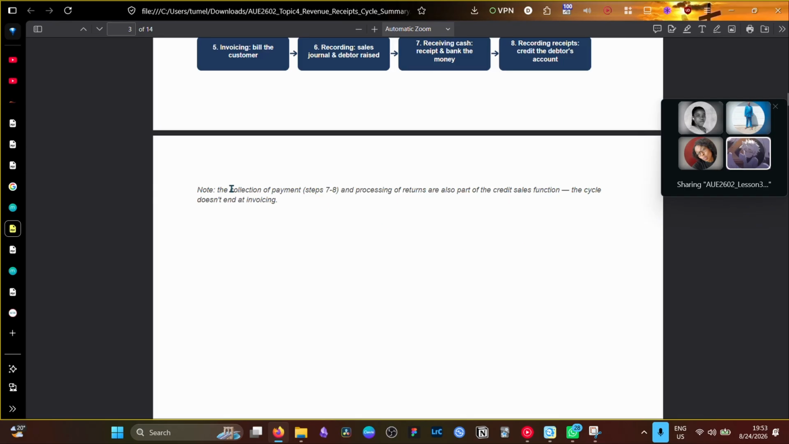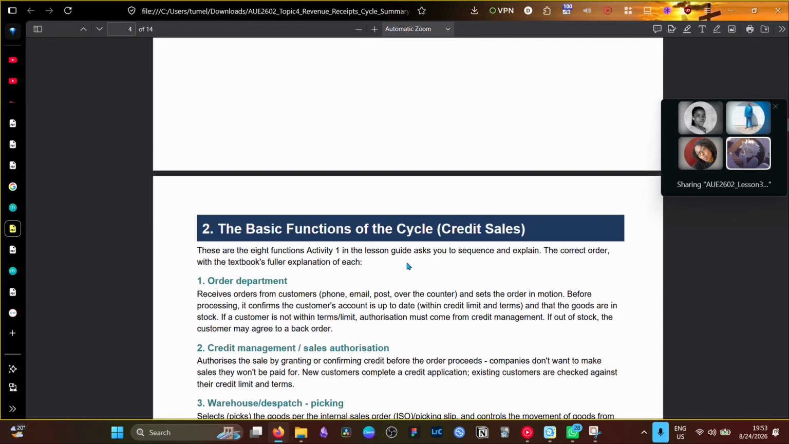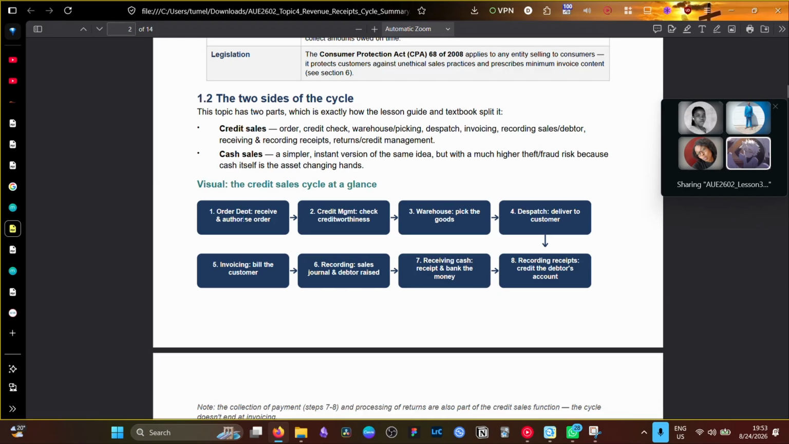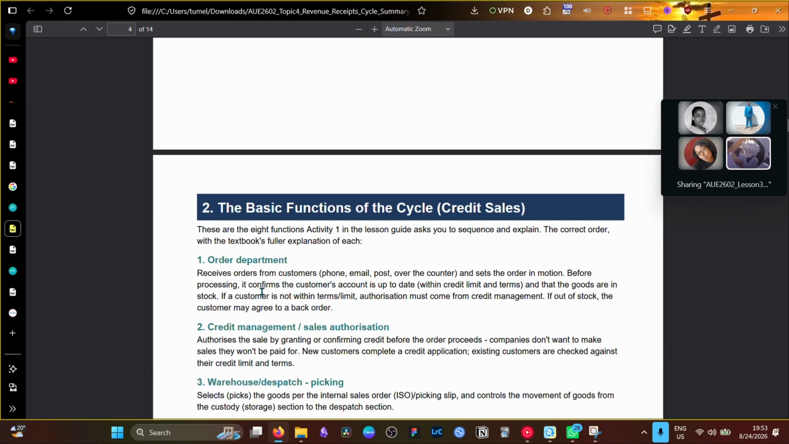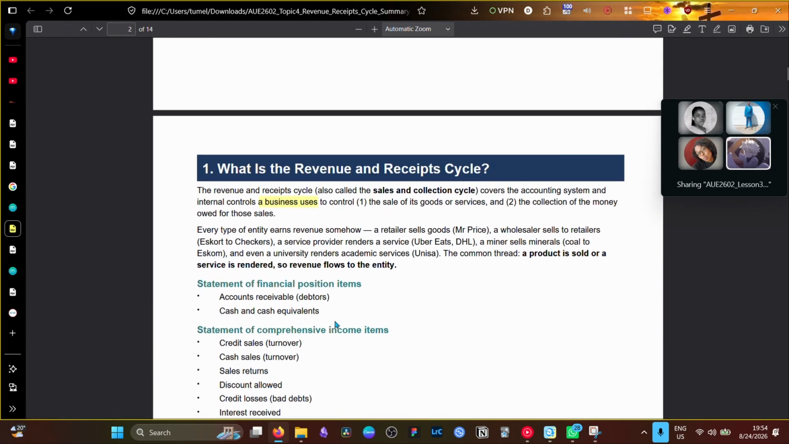So here it says, note the collection of payments 7 and 8 and the processing of returns are also part of the sales function. The cycle doesn't end at invoicing. All right. Now, before I even move, does that make sense so far? Obviously, we're going to look at this thing in depth. You're about to go into the order department and look at it a little bit more. But does this make sense so far?